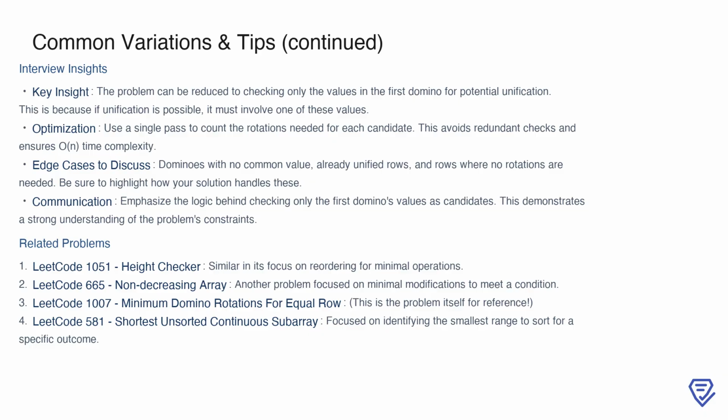It's also important to consider edge cases, like configurations where no common value exists, rows that are already unified, or situations where no rotations are needed. Highlighting how your solution handles these scenarios demonstrates thoroughness and a strong command of the problem. Finally, when explaining your approach, make sure to clarify why you focus on the first domino's values as candidates. This shows your understanding of the problem's constraints and your ability to streamline the solution.